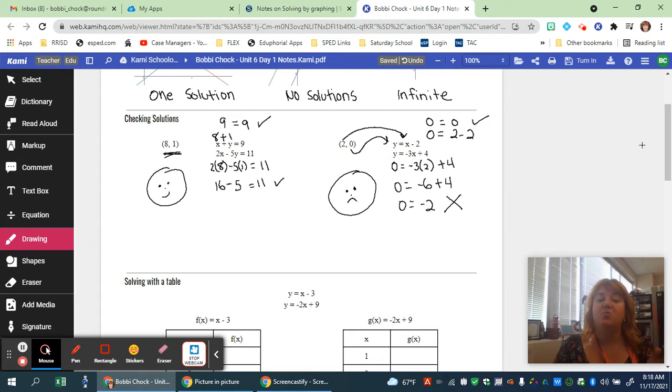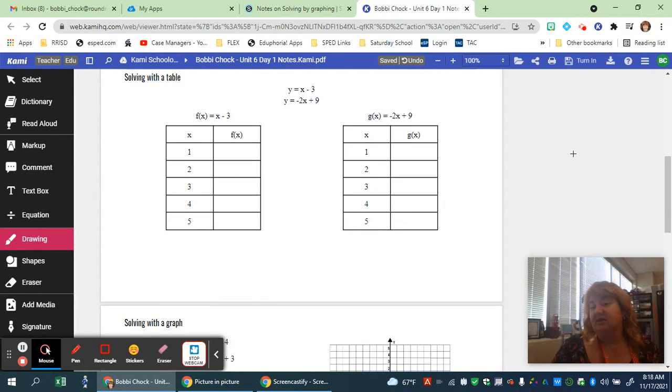Okay, so that's a way to check it by just substituting in. Another way that you can check it is just look at the table. So again, if I substitute 1 in for x, 1 minus 3 is negative 2. 2 minus 3, negative 1. 3 minus 3 is 0. 4 minus 3 is 1. 5 minus 3 is 2.